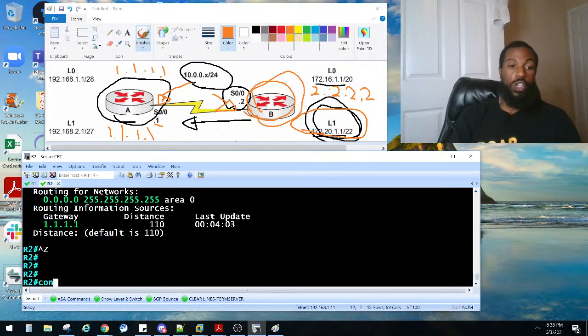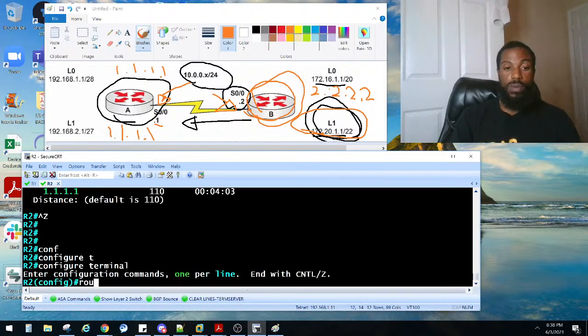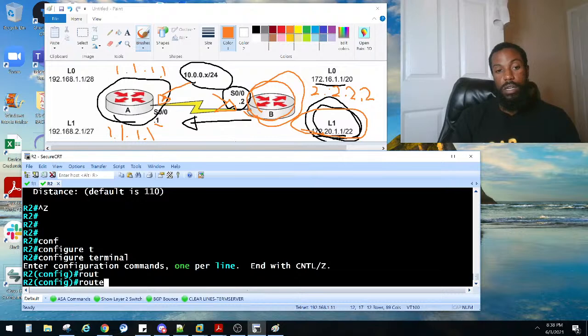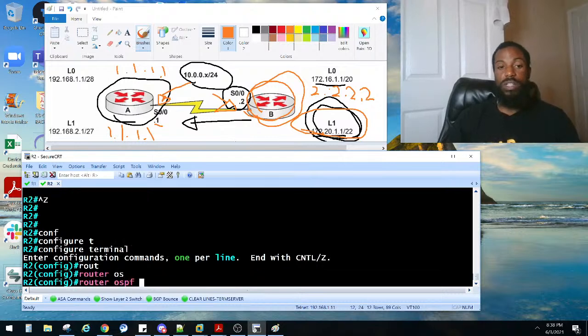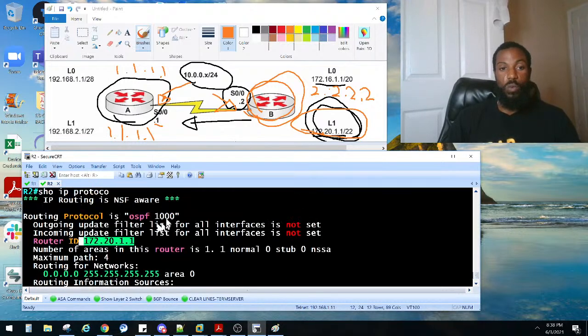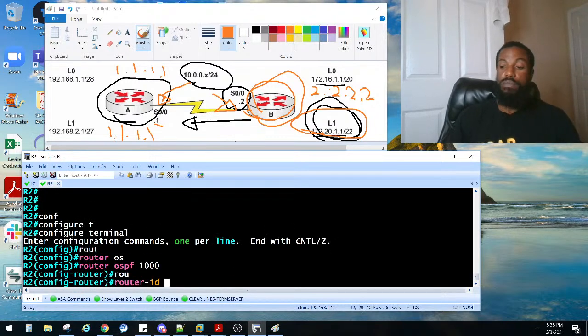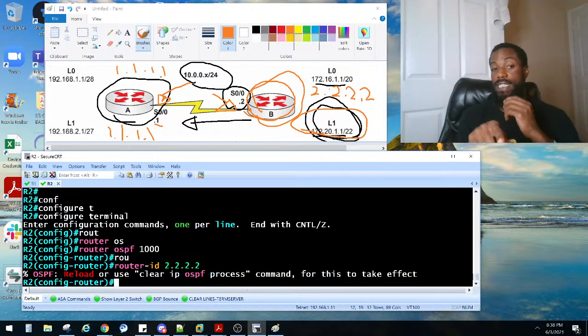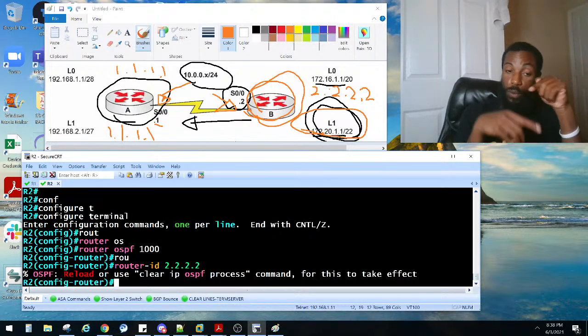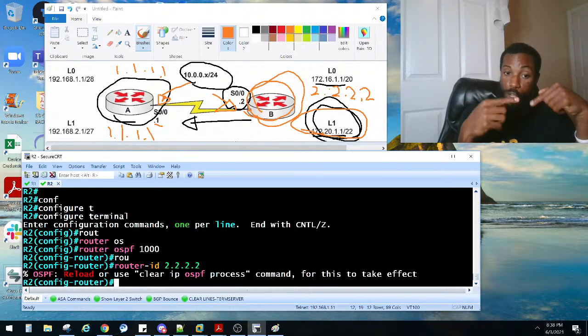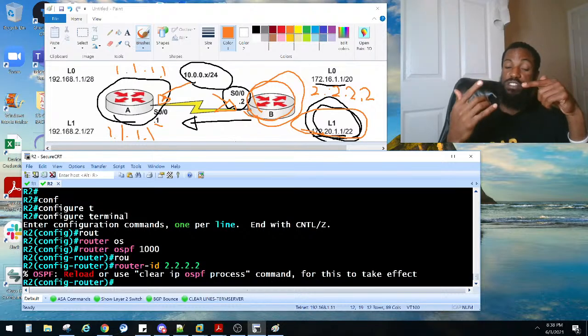Let's do that. Go to global config mode. Go back to the routing process. Router OSPF. What do you say? 5,000? 1,000. I'm glad I looked that up first. 1,000, right? And then we're going to change the router ID to 2.2.2.2. Press enter. And this is what I was looking for last time. I got to reboot the router or use clear IP OSPF process for this to take effect.